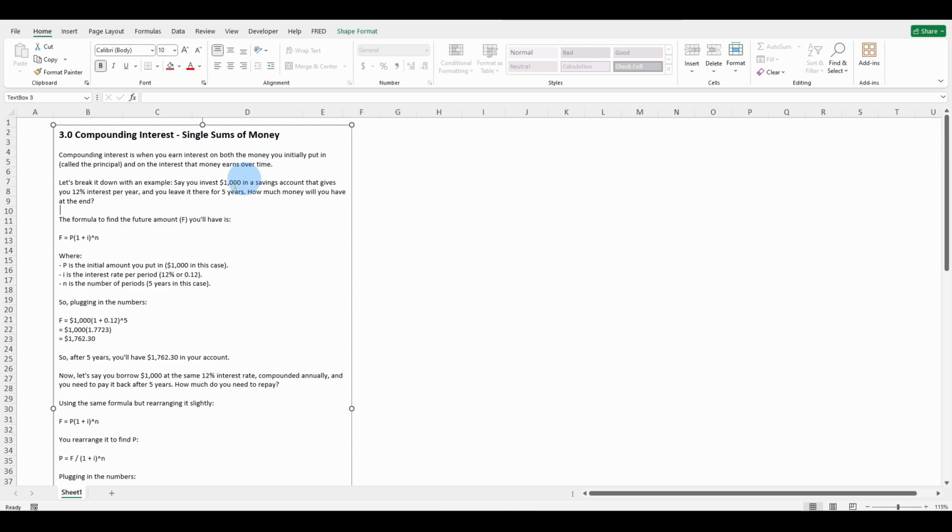More on compounding. Compounding interest, single sums of money. Compounding interest is when you earn interest on both the money you initially put in, called the principal, and on the interest that money earns over time. This is going to be a bit of a repeat.